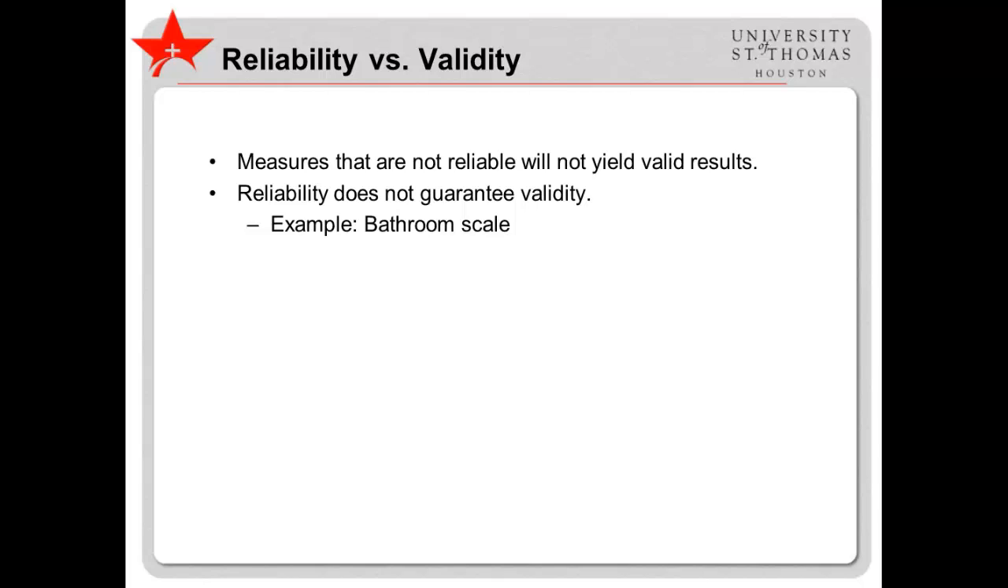For example, let's say you have a bathroom scale. Every time you step on it, it tells you that your weight is the same. This would be a very reliable scale. However, if the scale is consistently 5 pounds off, the weight would not be accurate. It would not be valid. Thus, although the scale is reliable, the results are worthless because it is giving you the wrong weight.